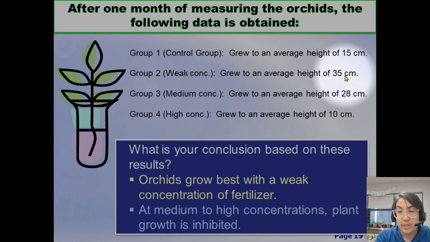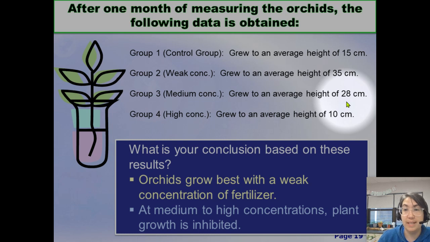So at medium to high concentrations of fertilizer, plant growth is inhibited. Inhibited means that it's slowed down or blocked, especially those high concentrations. High concentrations of fertilizer cause the plants to grow even less than no fertilizer at all.